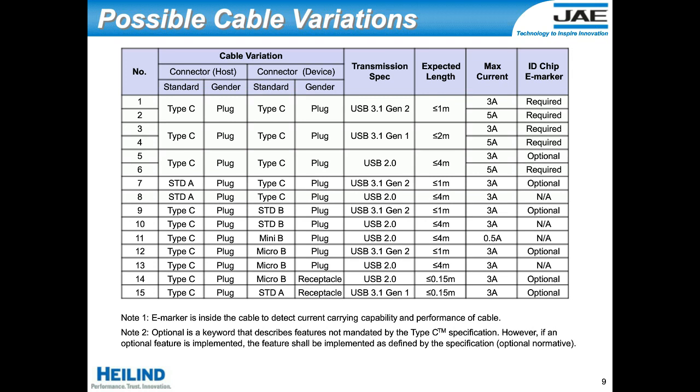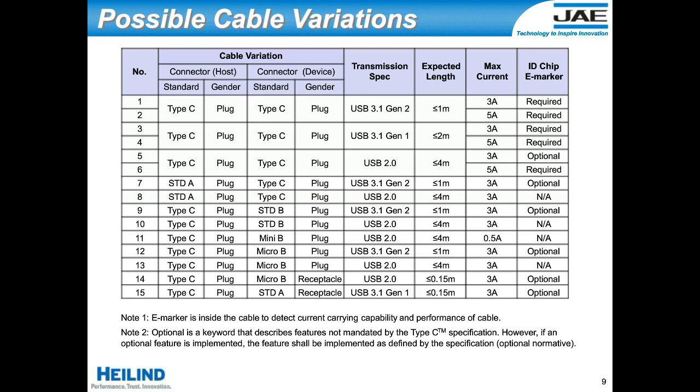So obviously the USB Type-C comes loaded with 24 pins, but you don't need all those 24 pins to support some of the legacy USB signaling. One new thing that was introduced with the USB Type-C specification is an ID chip, which is required to identify the cable's performance or capabilities.